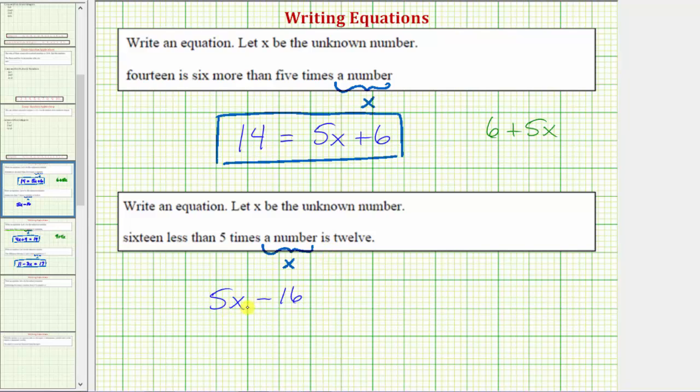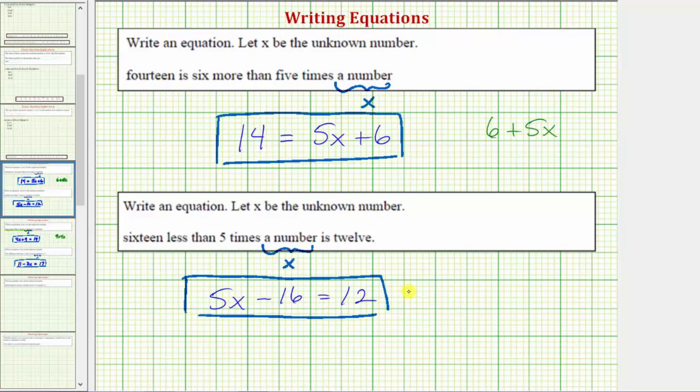So we must subtract 16 from 5x. So the expression 5x minus 16 means 16 less than 5 times a number, and then we have is 12, so we have equals 12. So our equation is 5x minus 16 equals 12.